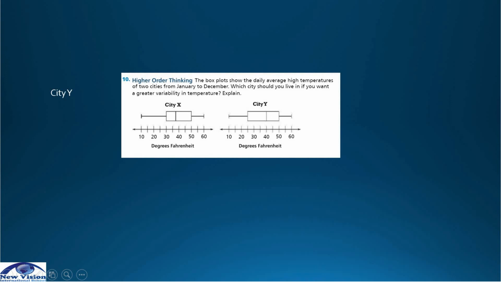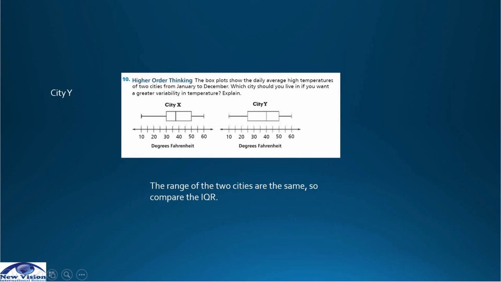Okay, so we have the box plot that shows the daily average high temperatures of cities from December to January. Which city should you live in if you want a greater variability in temperature? Okay, first step, what are you going to do? You will identify the range of the 2 cities. Now, you will see that the range of the 2 cities are the same, right? So therefore, what are you going to do?